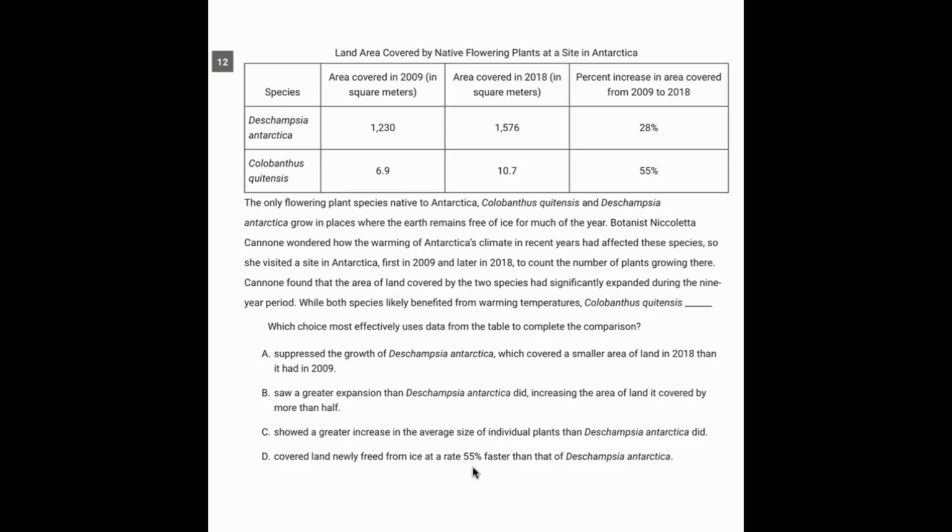Here, we're going to go ahead and start with the prompt like we always do. And the prompt asks, which choice uses data from the table to complete the comparison? So we need to know what comparison is being made.